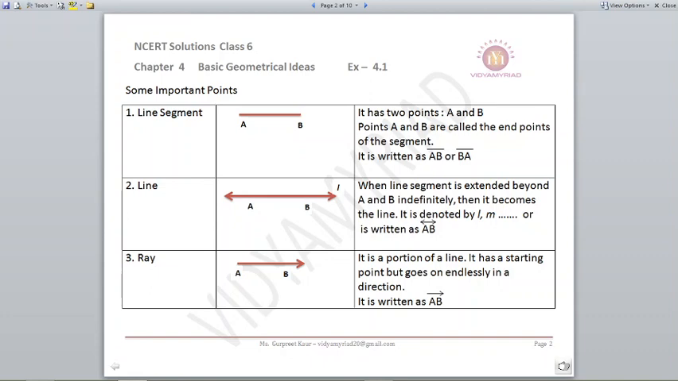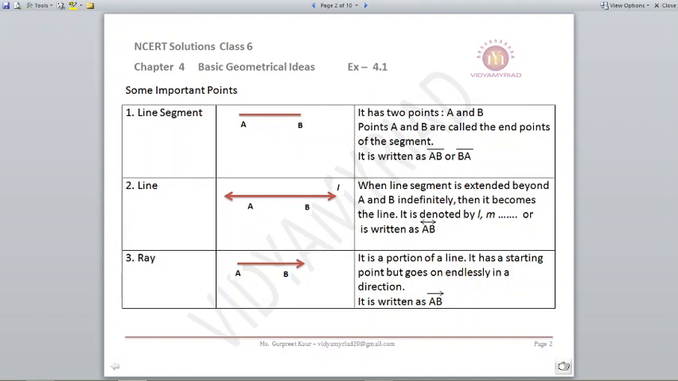Let's talk about a line segment. Whenever we draw a line and we have correct measurements, then we can treat it as a line segment where you have 2 points A and B. Your A and B points are called the end points of the segment, and it is written as AB or BA with a line above that. If we write AB with a line above that, it shows that it is representing a line segment.